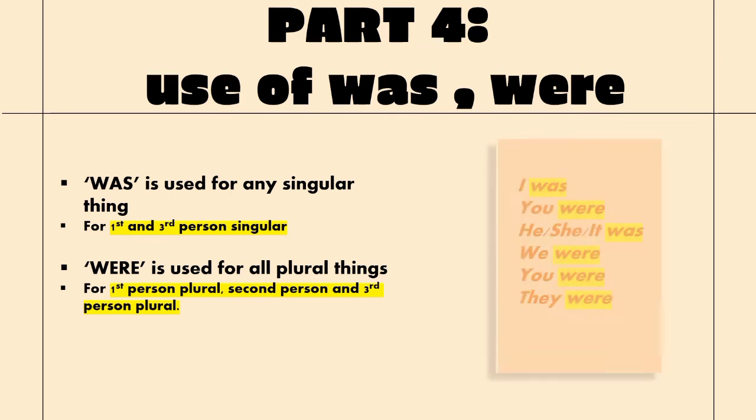Okay, so let's see some examples. I was, it is in first category. You were, because it is in second category. He, she, it was. We were, you were, they were. I hope it is clear.